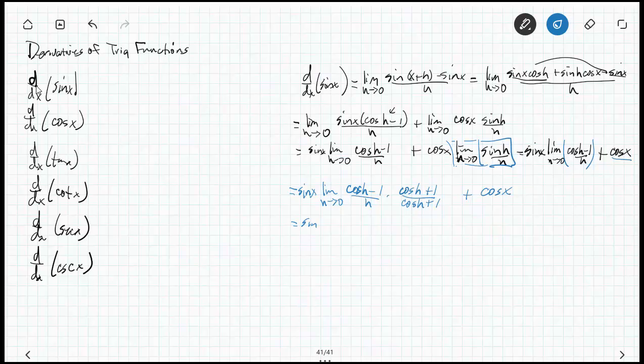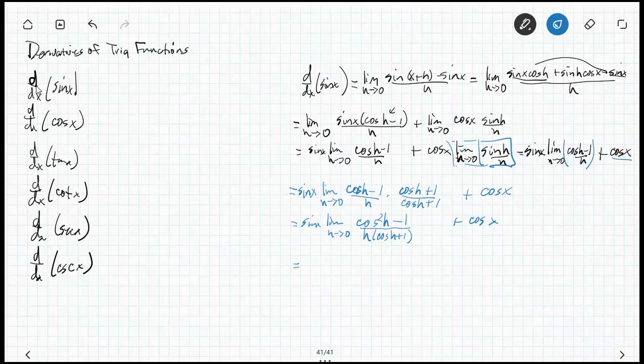Now this becomes sine of x times the limit as h goes to 0 of (cosine squared h minus 1) over h times (cosine of h plus 1), and then let's not forget our cosine x over here. Now, cosine squared h minus 1, what is that? Well, 1 minus cosine squared is sine squared. So if I flip that, don't I get a negative sine squared? Don't I? I mean, isn't that good?